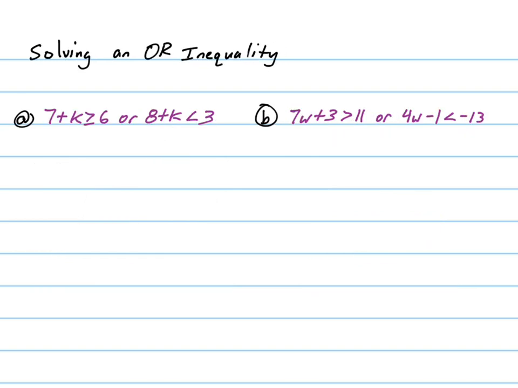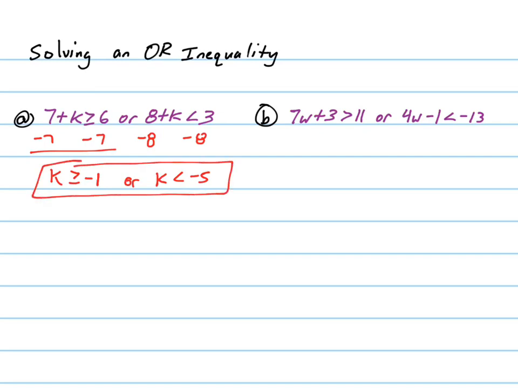Now we're talking about solving an OR inequality, similar to AND, but has different properties of its own. So for the A value here, we're going to go ahead and look at solving this. We're going to subtract 7 from both sides. We've got k greater than or equal to negative 1. Or in this case, and we'll solve this one, we'll subtract 8 from both sides. And this time we have k less than negative 5. So we've got k is greater than or equal to negative 1, or k is less than negative 5.